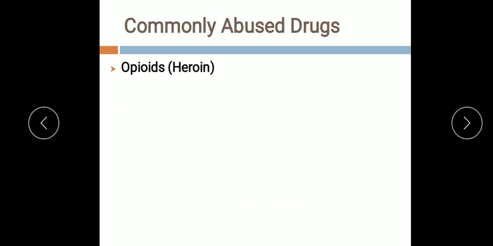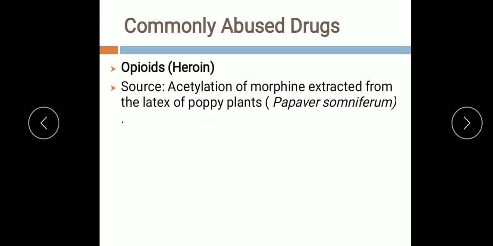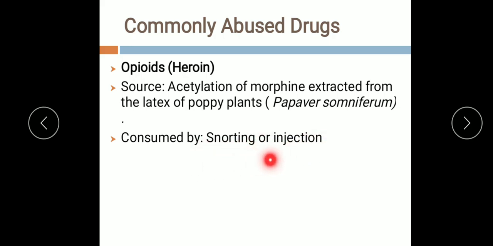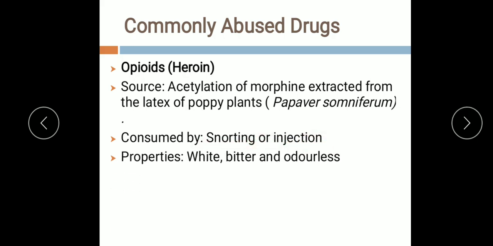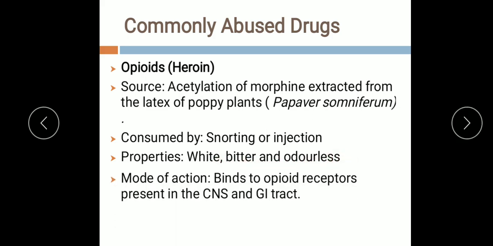So commonly abused drugs are opioids, which is also known as heroin, and the source is the acetylation of morphine extracted from the latex of the poppy plant, that is Papaver somniferum. It is consumed by snorting or injection. Snorting means inhaling, or it can be taken in the form of an injection. The properties of heroin: it is white in color, bitter and odorless.